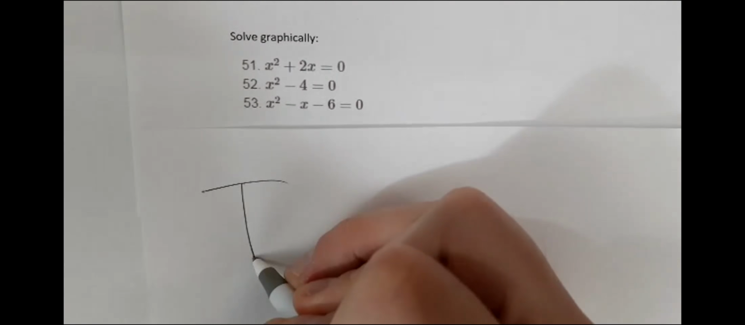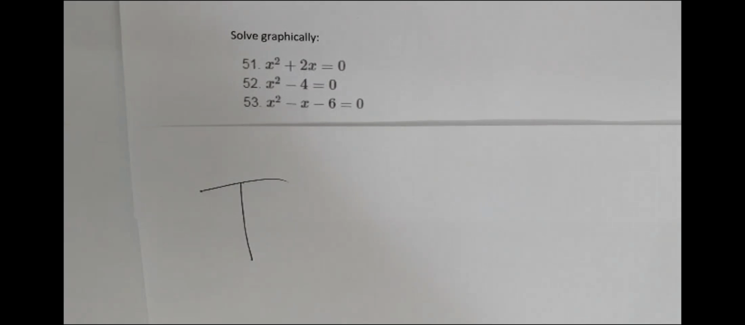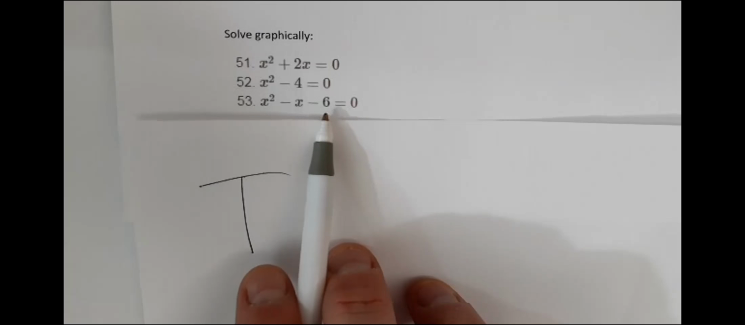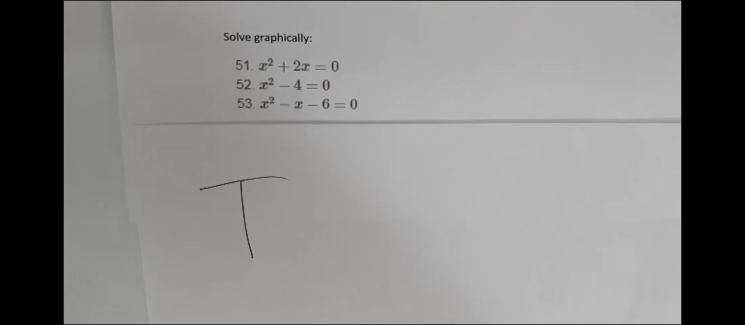GCF. There's no GCF here because there's 1, 1, and 6. So between 1 and 6, there wouldn't be anything. Between no x's and an x, there wouldn't be anything. What's the method?